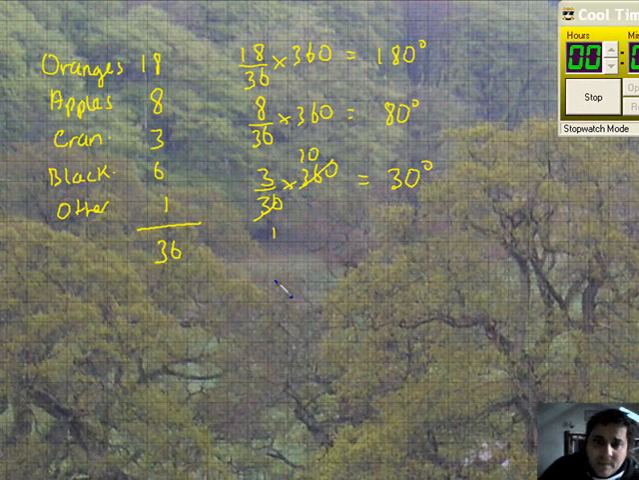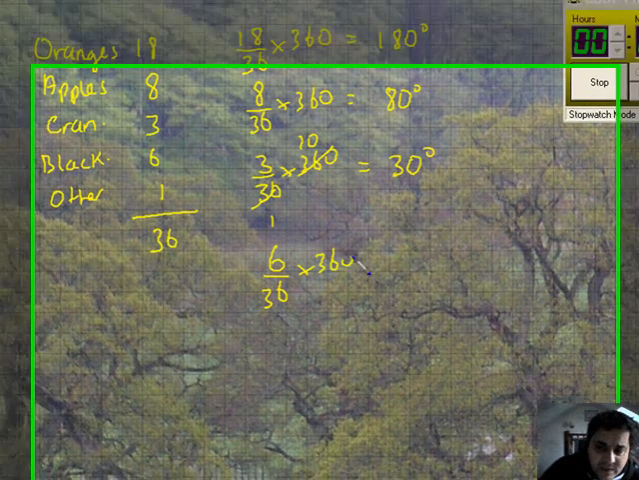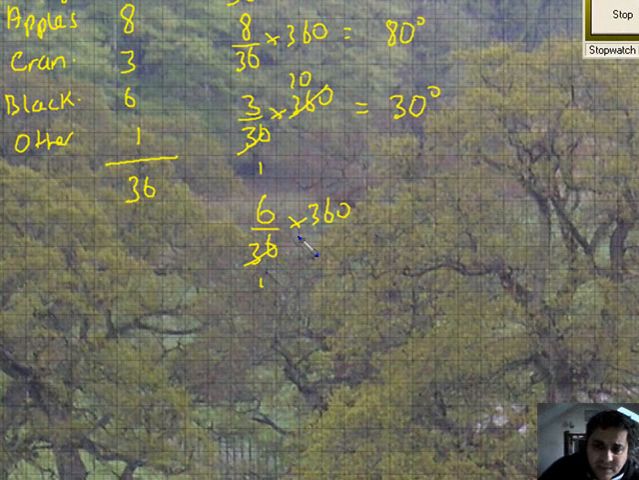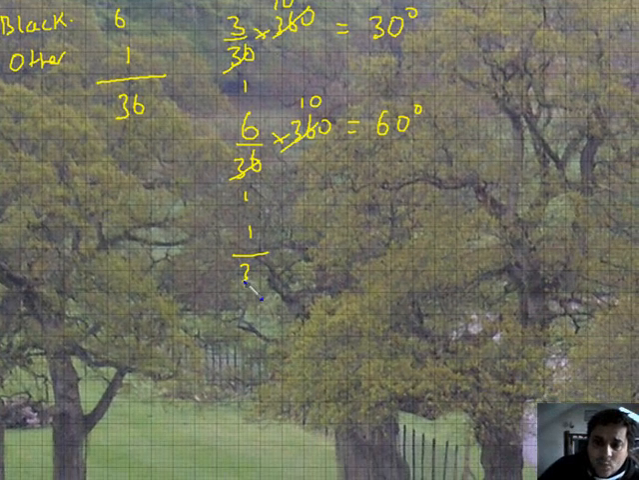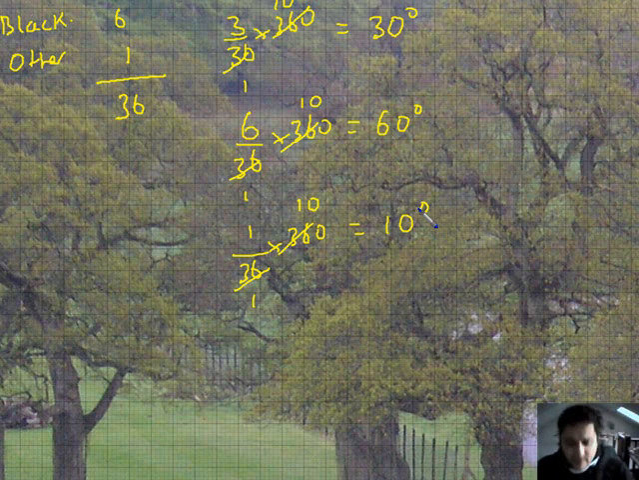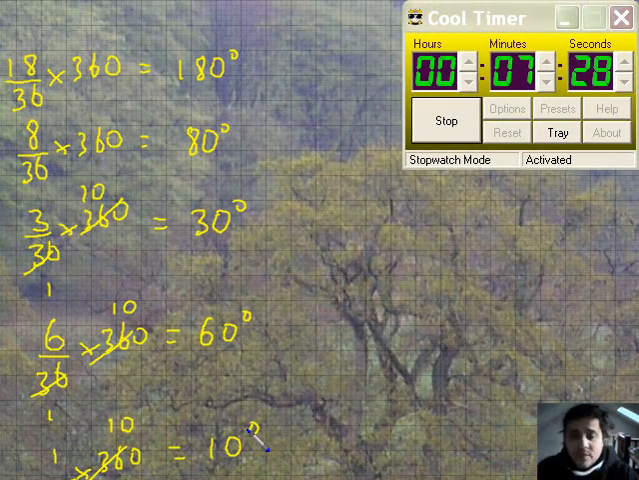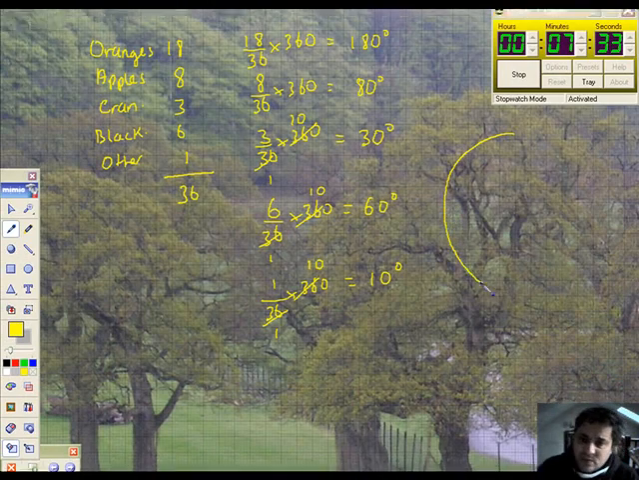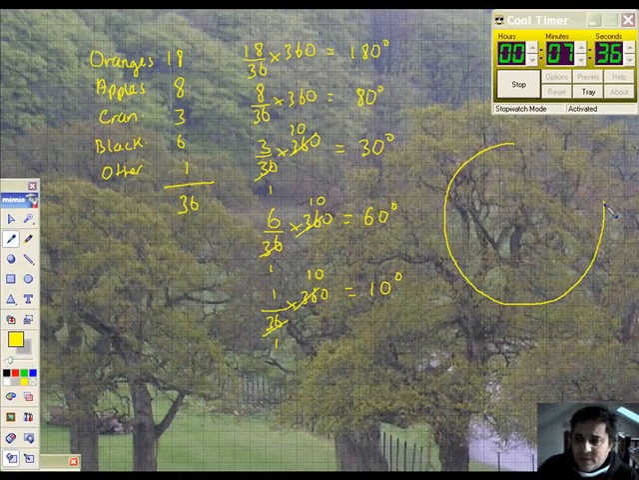Lovely. Next one, blackcurrant, 6 over 36 times 360. Look, goes in 10 times. 6 times 10, 60 degrees for the blackcurrant. And the last one, 1 over 36 times 360. Chop it up again. 1 times 10 is 10 degrees. And all that's left for me to do is to produce a pie chart with those degrees. Now I'm told reliably in an examination you'll be given one of these. It's called a circle.